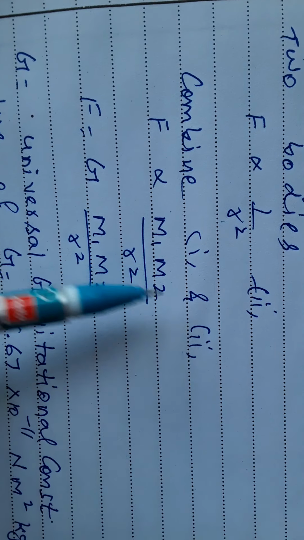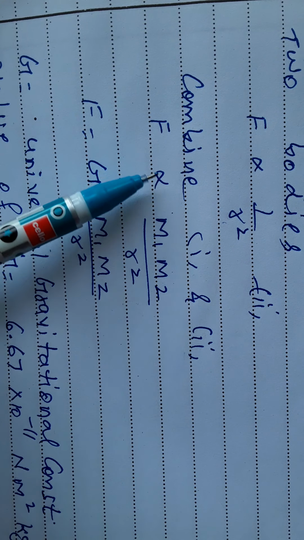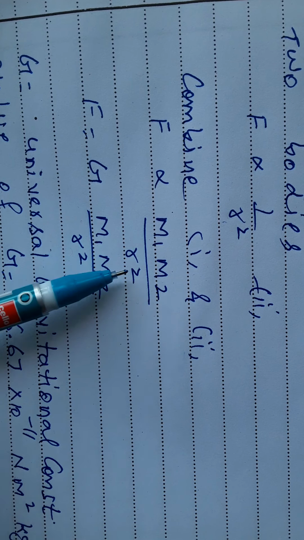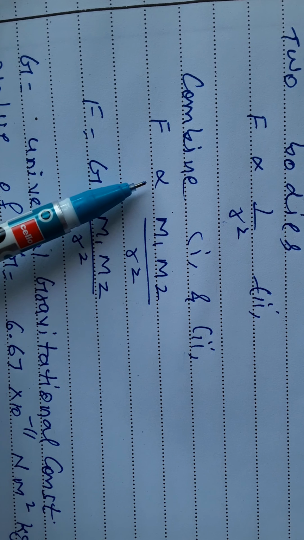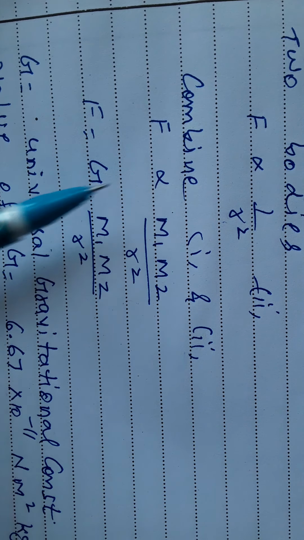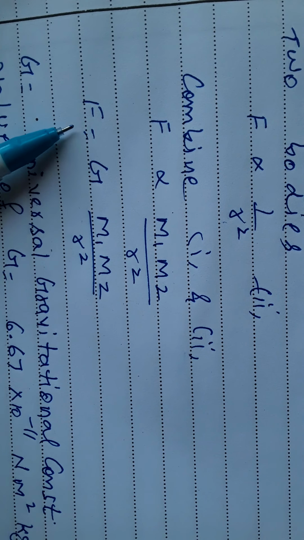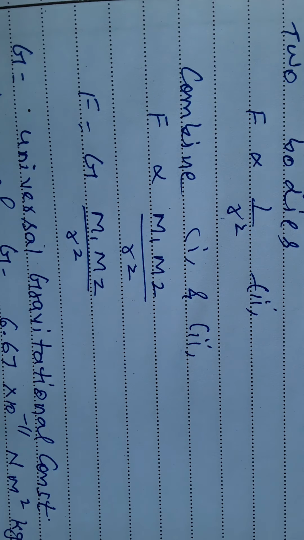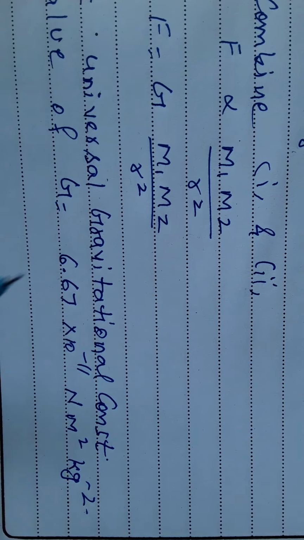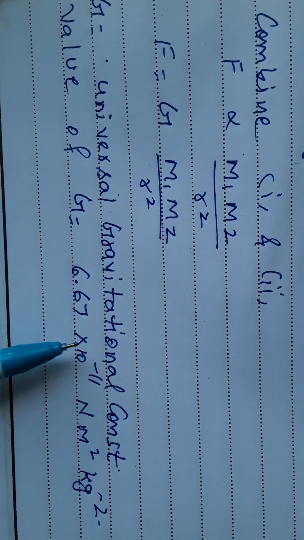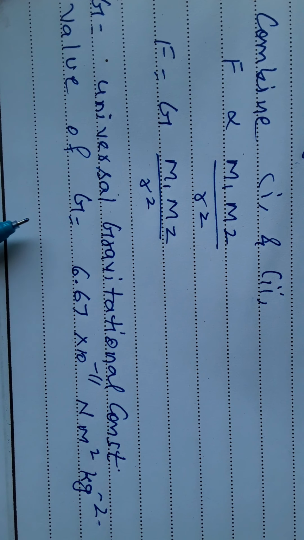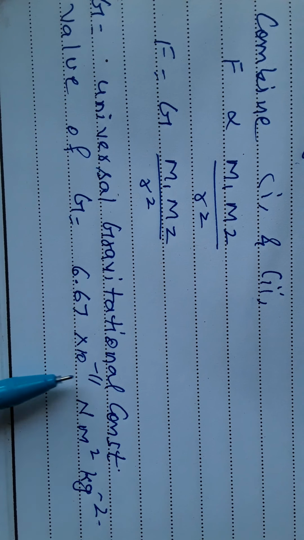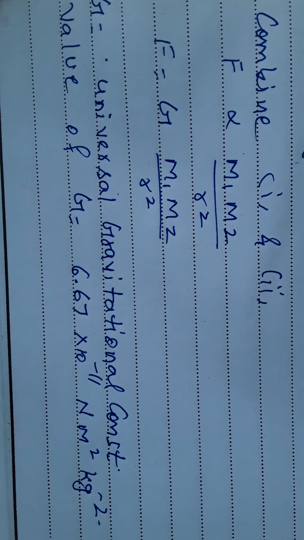Now combine first and second, so we can write here F proportional to m1 m2 upon r square, or if we remove proportionality, then we write F equals G m1 m2 upon r square, where capital G is constant of proportionality and it is known as universal gravitational constant. And the value of capital G is 6.67 into 10 power minus 11 Newton meter square per kilogram square.